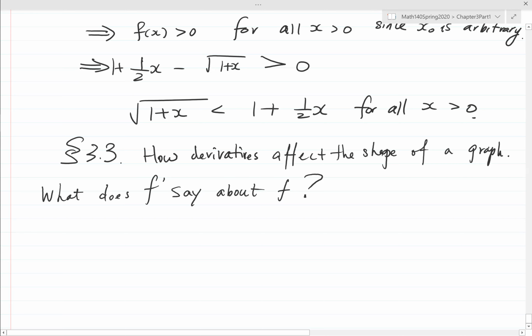Now remember, the derivative tells us the change rate of the function. If the change rate is positive, then this tells us that the function is increasing. If the change rate is negative, then the function is decreasing. Then we get the first increasing/decreasing test.